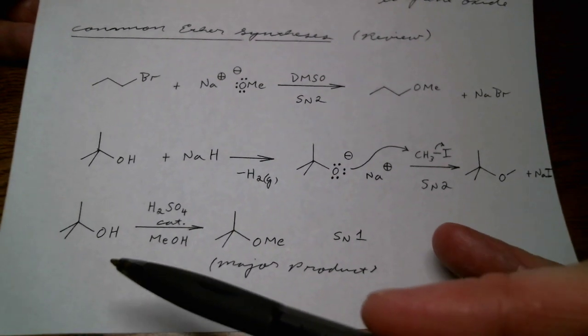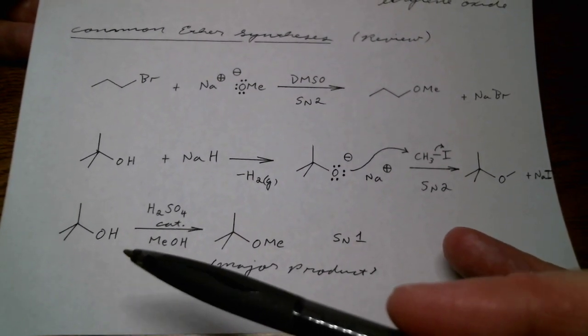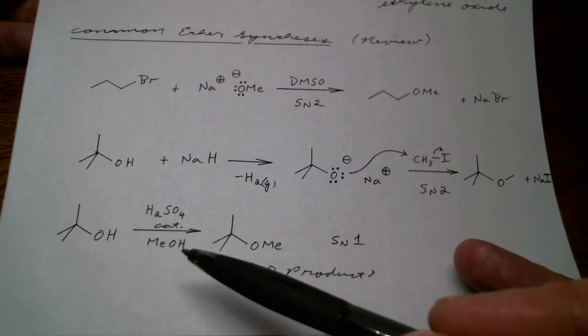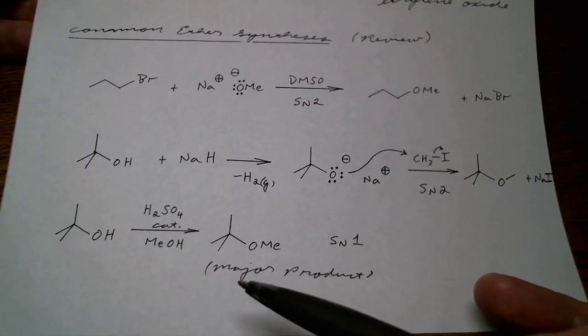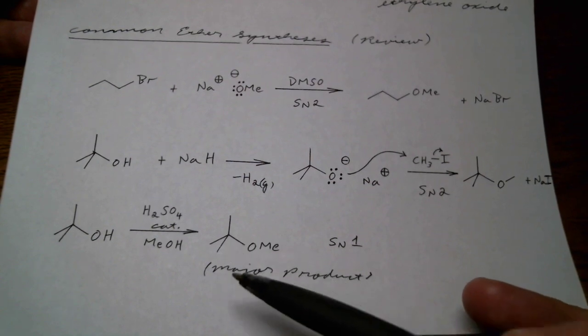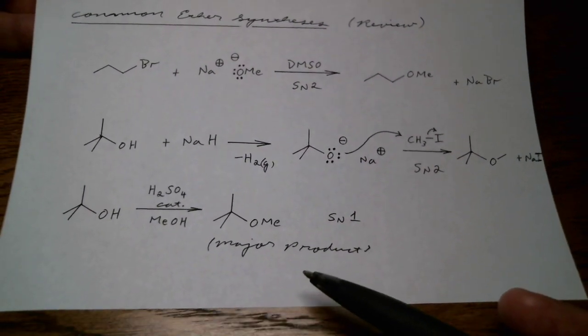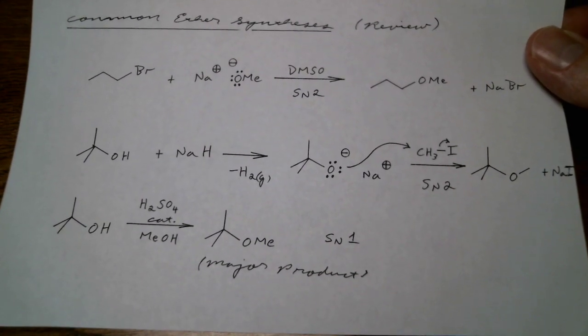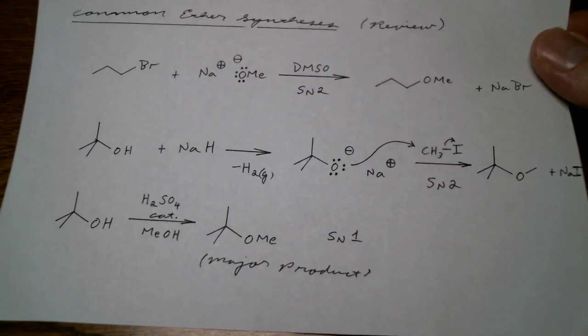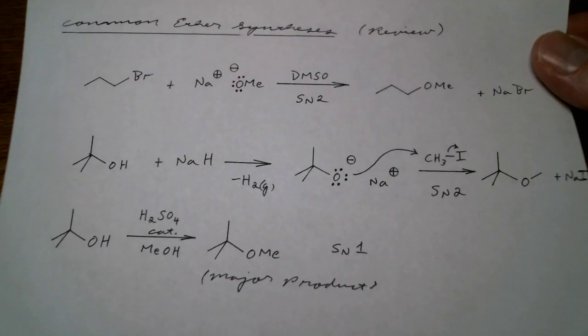Here we have our tert-butyl alcohol. If we add in H2SO4, a little catalytic acid, plus an ocean of methanol, then we'll form MTBE through an SN1 reaction as our major product. That's nice. What else do we have in this particular lecture video?